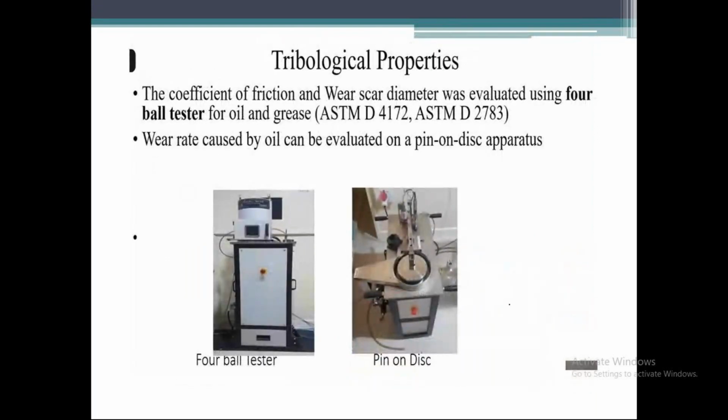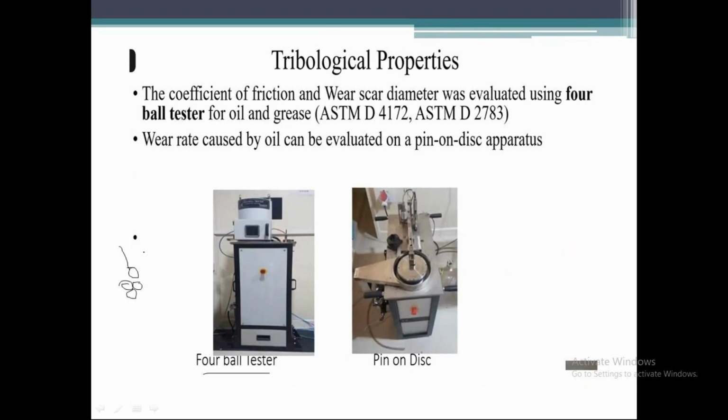Moving on, once you find the thermo-chemical properties, finally this lubricant has to be evaluated for its friction property, right? It has to reduce friction and it has to reduce wear. For that, we have equipment called the four-ball tester. It means we have three balls at the bottom and one ball rubbing onto them on the top.